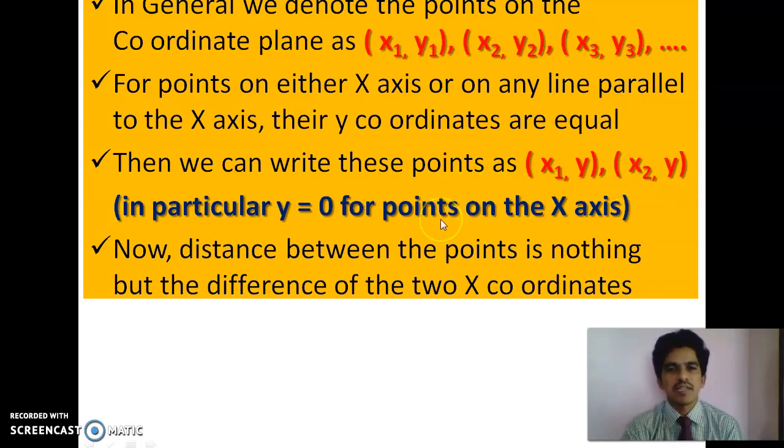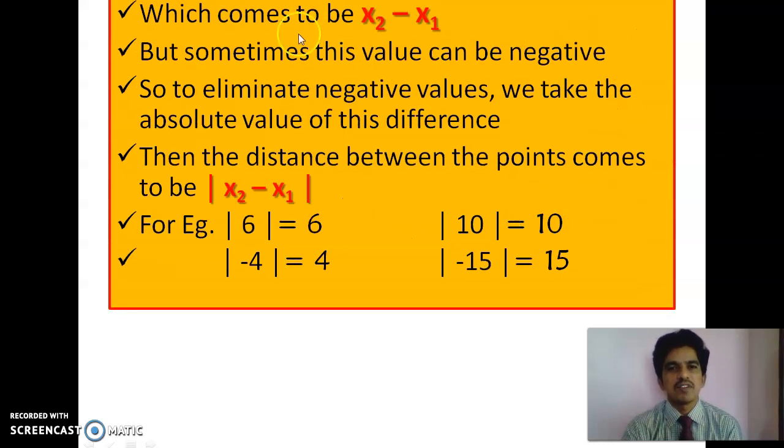Now you have to calculate the distance between them. You just find the difference of these two x coordinates. So that is x2 minus x1. So the distance between the points is nothing but the difference of the two x coordinates. So you have to subtract the first x coordinate from the second, which becomes x2 minus x1.